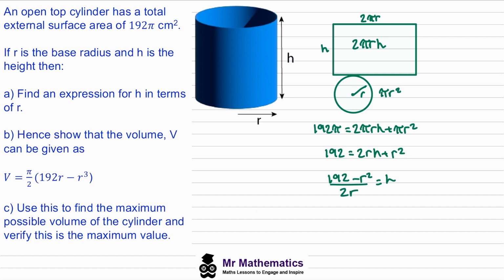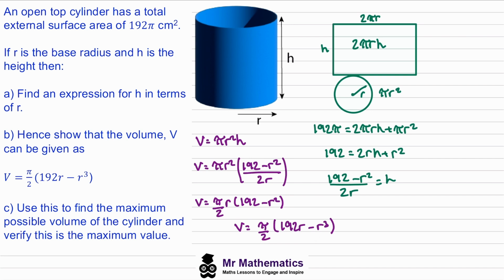So for part B, hence show that the volume can be written as this. We know the volume of a cylinder is the area of the base multiplied by the height. So V will equal pi r squared h. Then all we need to do is substitute this expression for h into here. At this point, we can cancel this r with one of the r's here, and then we can bring this 2 out in front of our bracket. And then we'll just expand out this r. And this is what we were asked to show here.